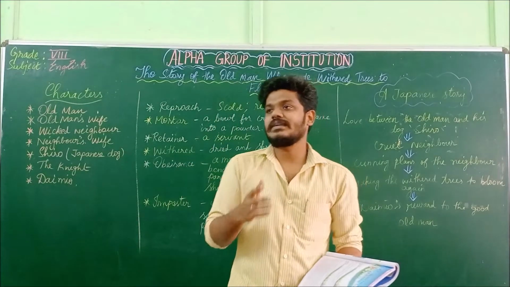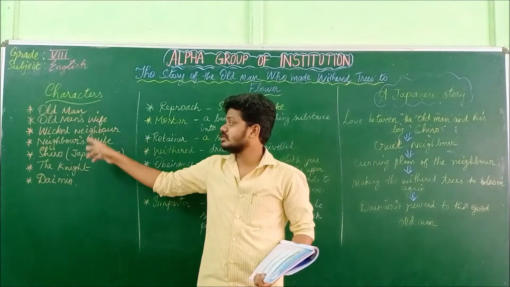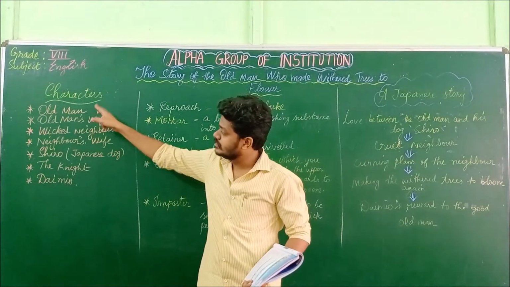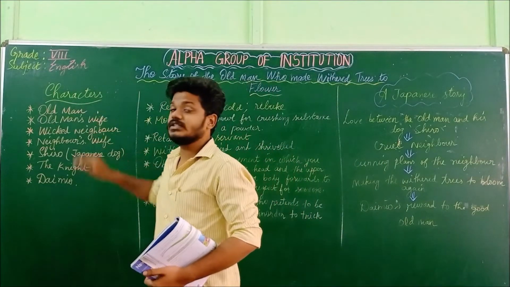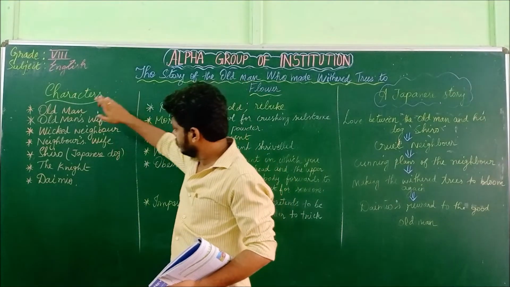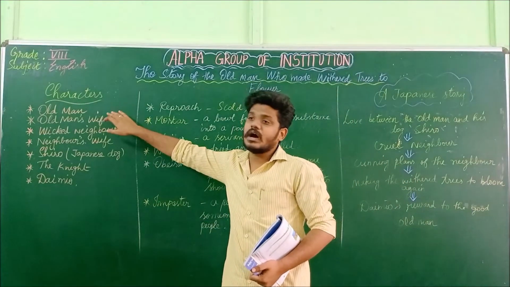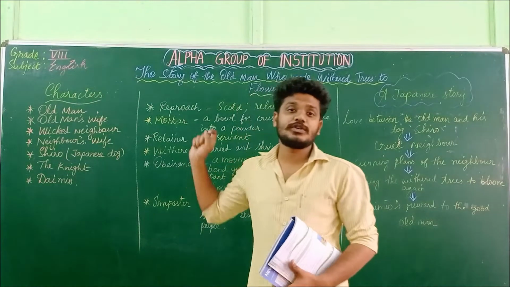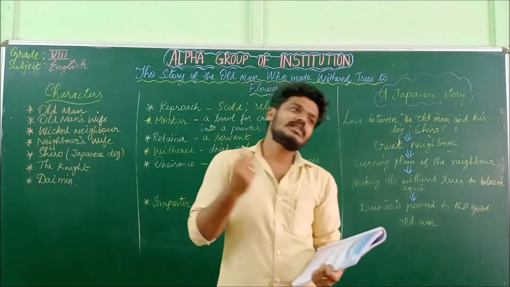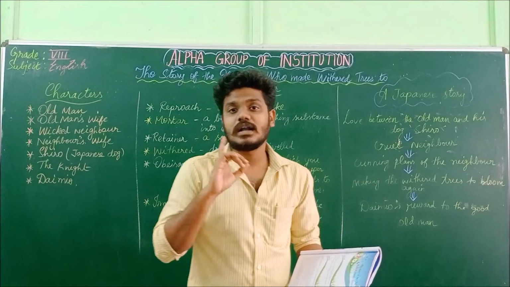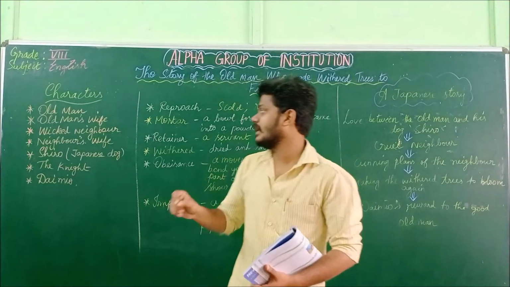It was not a fine day, it was a bad day, because the wicked neighbor went to the old man's house and asked him to lend Shiro to him for a short period of time. The old man already knew the character of this wicked neighbor, who was very cruel and narrow minded. But the old man is a good person, so he said, okay, just take my dog, but on one condition: you should take good care of Shiro. That was the only condition said by the old man.